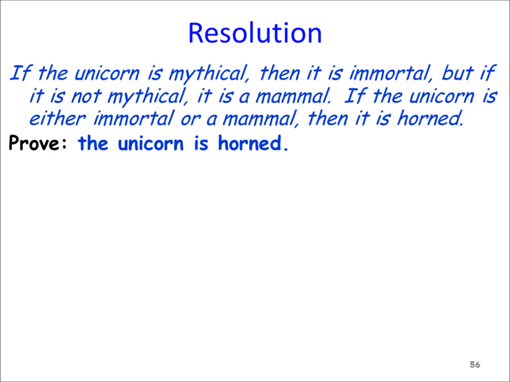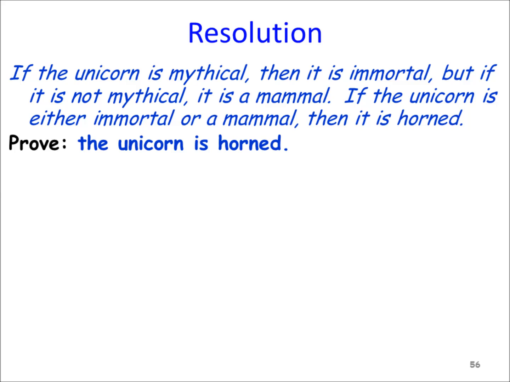If the unicorn is mythical, then it is immortal. But if it is not mythical, it is a mammal. If the unicorn is either immortal or a mammal, then it is horned. Prove that the unicorn is horned. I'm sure that if you have studied logic before, you would have had to do these kinds of problems. But we'll try to do this using resolution.